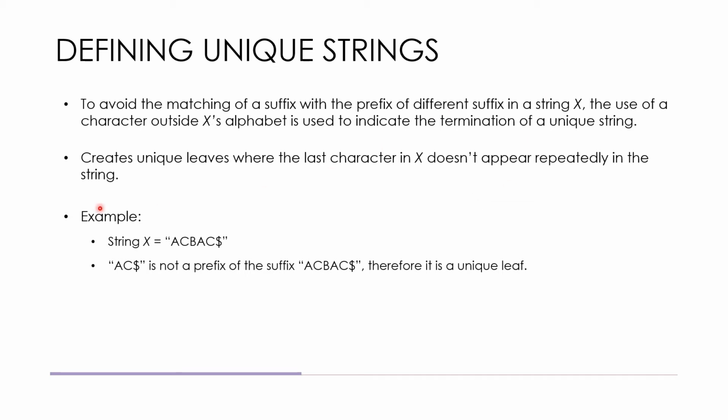So for example, we have a string X. It's made up of A, C, B, A, C, and then the $ sign to mark the termination of a unique string. And so by doing this, we can now say that AC is not a prefix of the suffix ACBAC with the $ sign. And therefore, it is a unique leaf.